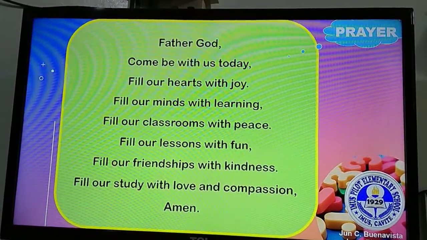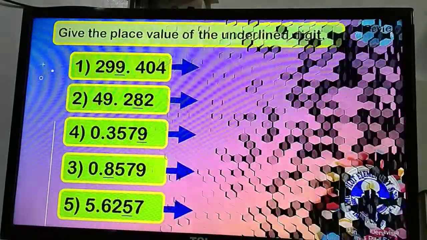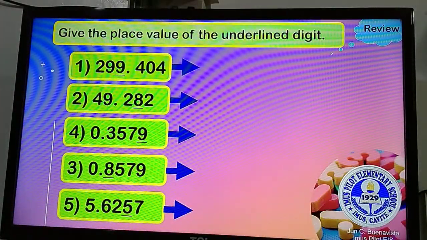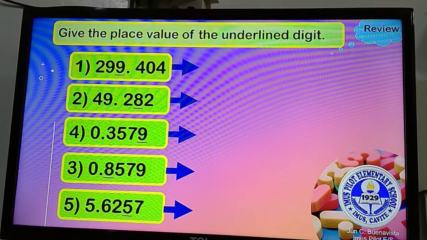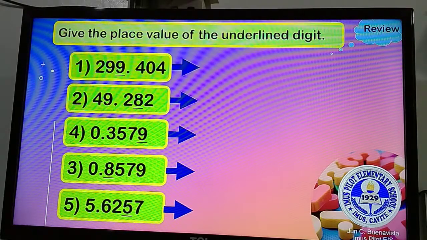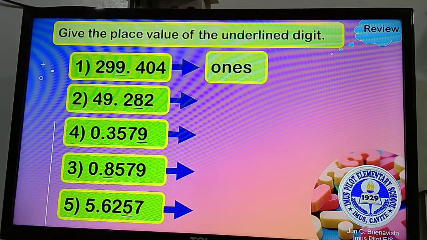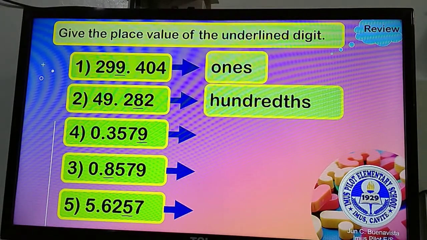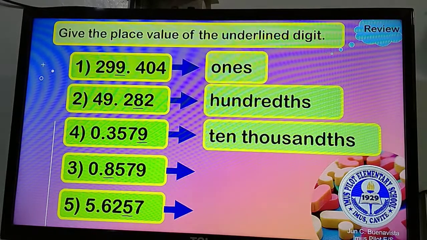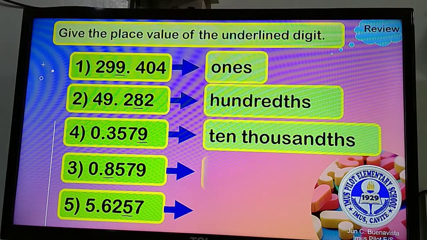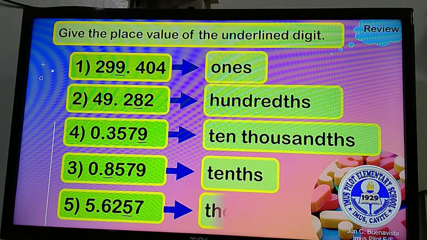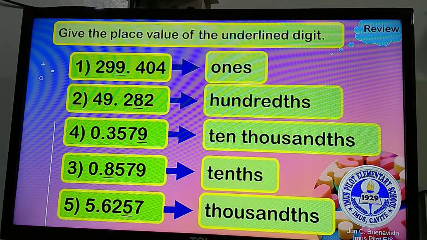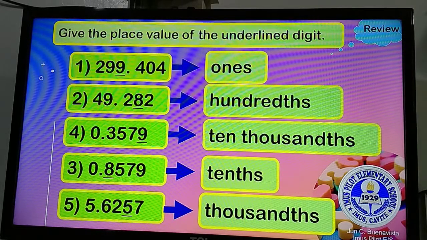Amen. Okay, last week we studied the place value and the value of a certain number. So this time we're going to give the place value of the underlined digits. The place value of the underlined digit for number 1 is ones. Number 2 is hundreds. Number 3 is 10,000s. Number 4, tenths. And number 5, thousands. This place value helps you on how to round off decimal numbers.